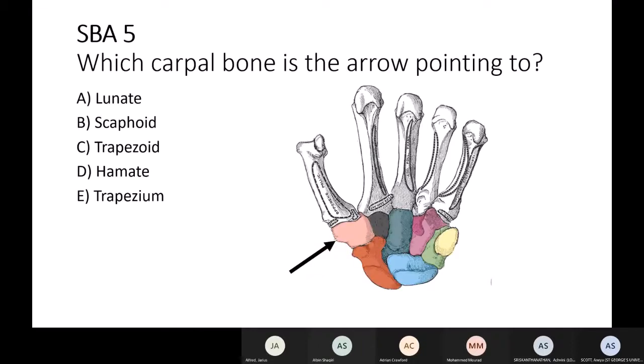So SBA 5, a bit of anatomy. Which carpal bone is the arrow pointing to? Is it your lunate, scaphoid, trapezoid, hamate, or trapezium?